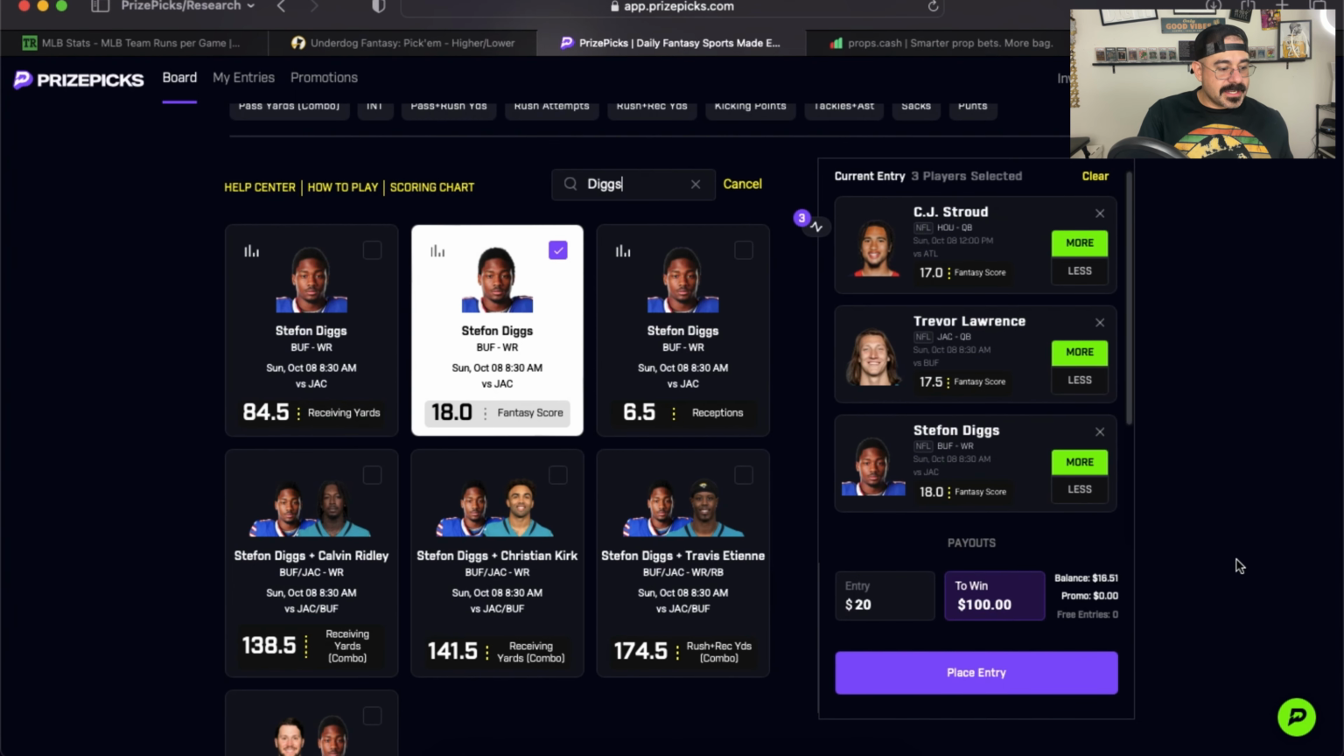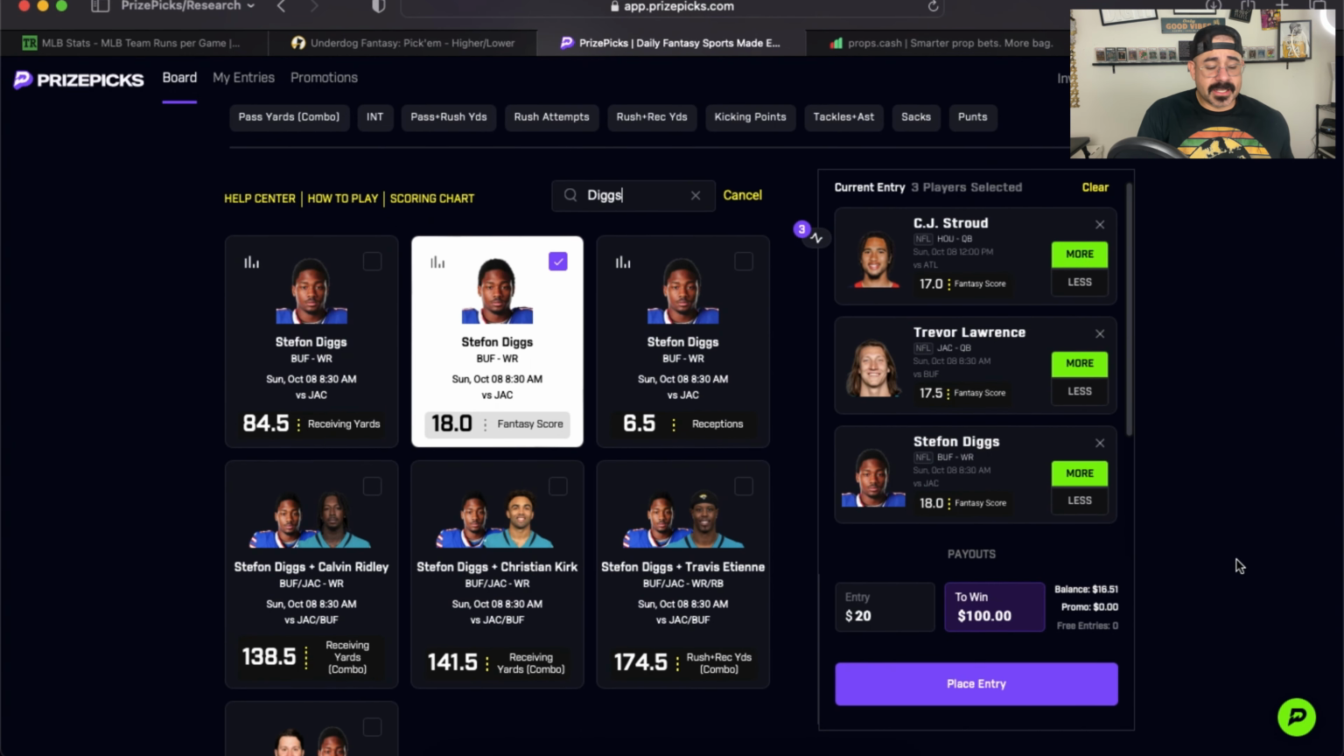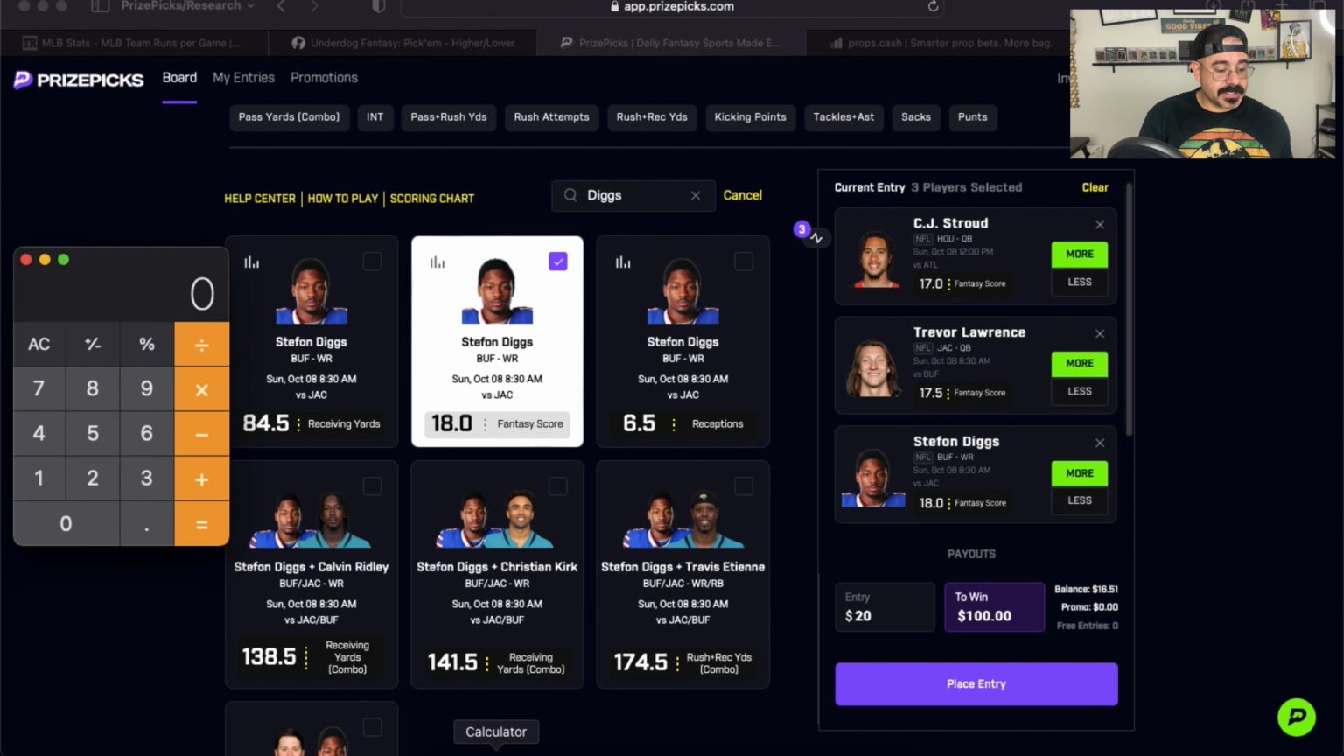Okay, Stephon Diggs pulled up. We got receiving yards, we got fantasy score, we got receptions, and that's pretty much it. So let's start with the receiving yards for Stephon Diggs. Let's go ahead and pull this up. 84.5 receiving yards for Stephon Diggs. Now, we know that it's basically 0.1 point per yard. So we think he's going to get 85 receiving yards to go over this.